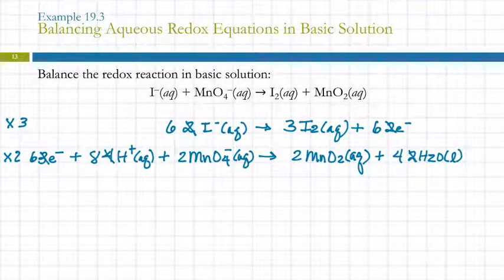So I have 2 balanced half reactions and I have the same number of electrons in each of them. This is my oxidation reaction. Electrons are being lost. This is my reduction reaction. Electrons are being gained. The cool thing is you can balance these without knowing which is which.